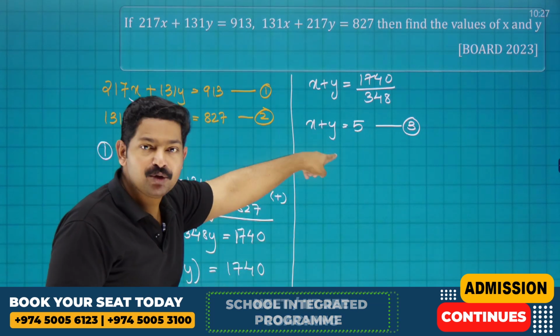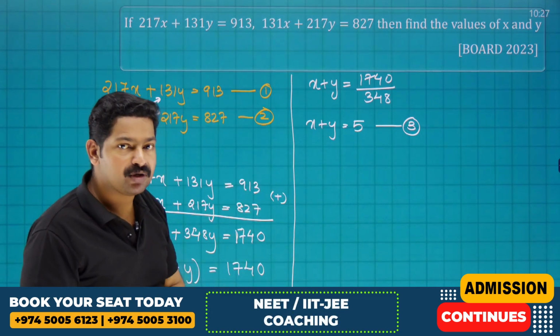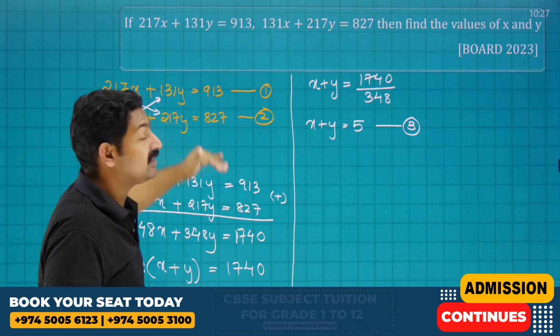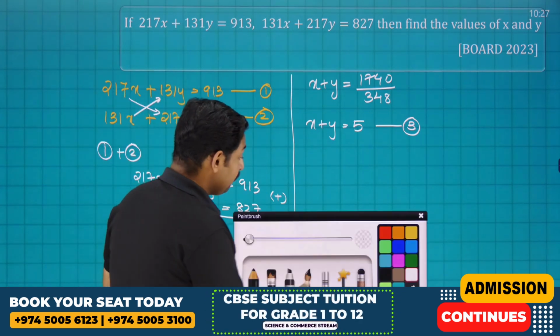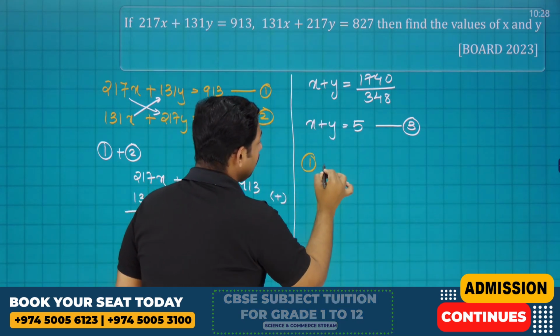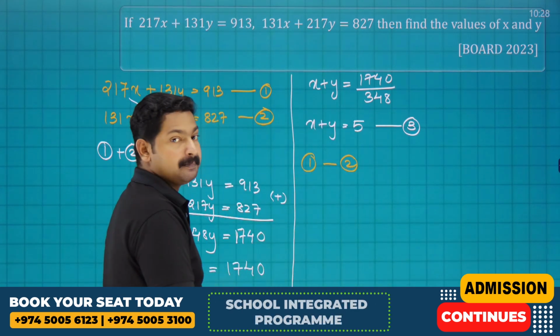Now, only one equation we got, right? Only one equation, two variables we got. Now we need one more equation. What we need to do? We need to subtract these two. That's the next step. So the next step is we need to subtract these two, that is equation number 1 minus equation number 2. We are going to subtract.